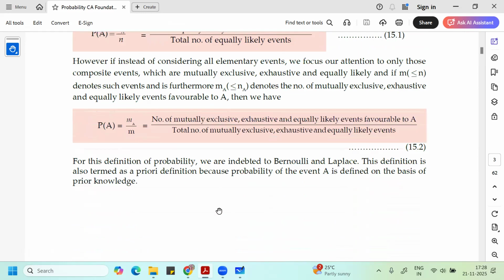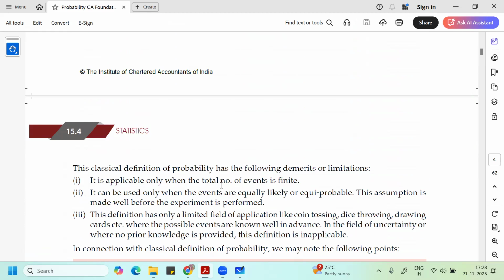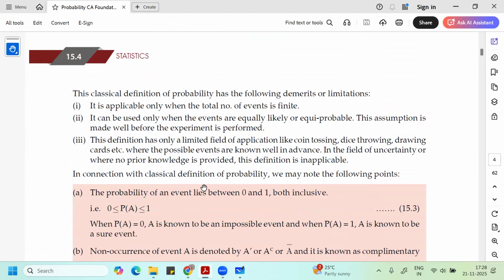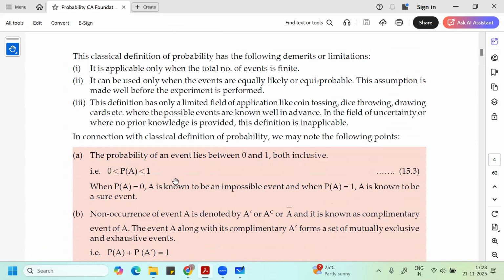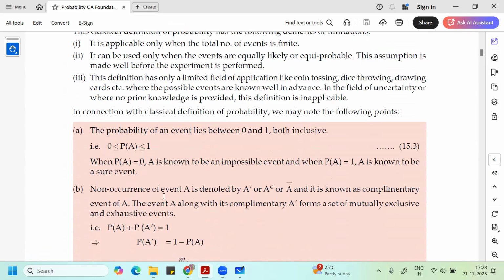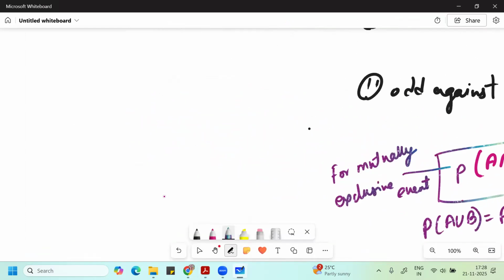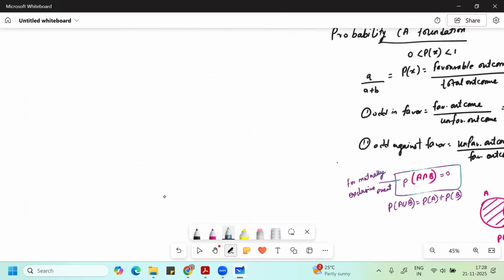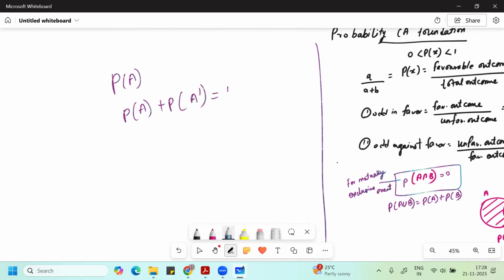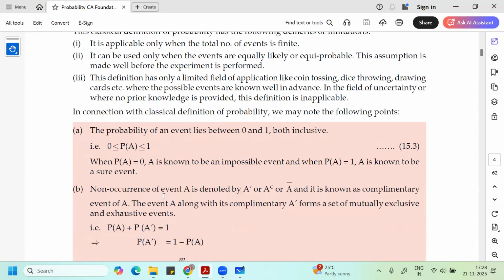You can pause the video anytime and just read this. Probability of A is between 0 and 1. If I represent A as the event, then the probability that the event will happen is P(A). Then there can be the probability that A does not happen, which we represent as A dash. That is called the complementary event of A.